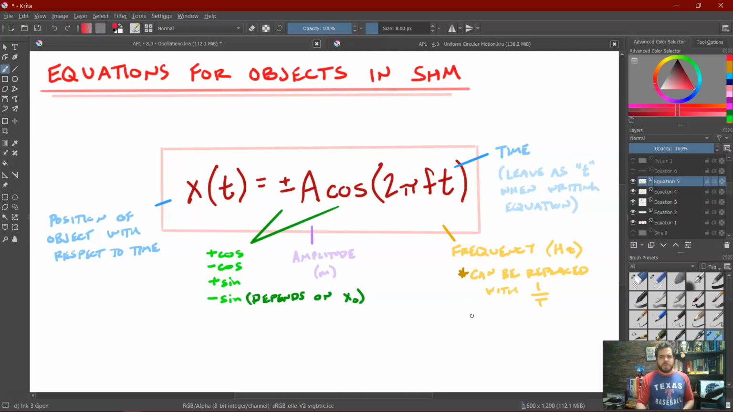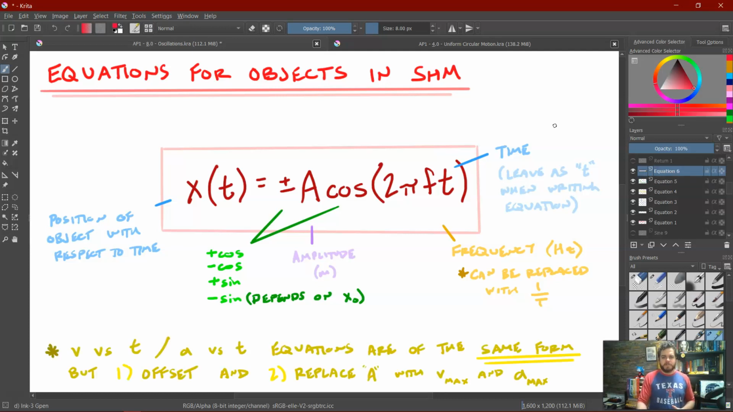Additionally, though, we also have this plus or minus cosine. We can really put in different sinusoidal curves here. It can be a positive cosine, a negative cosine, a positive sine, a negative sine. It depends on what the initial position of the object was in its oscillation, and we'll talk more about that in a second. But all of the equations we get should look somewhat like this. Some things are going to be changed, but they should be of this form.